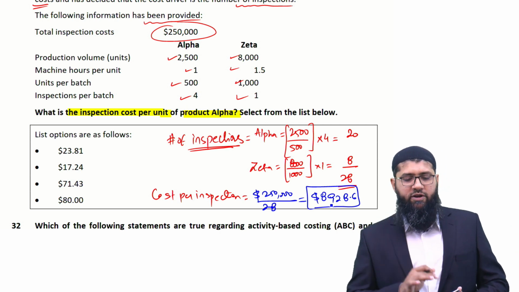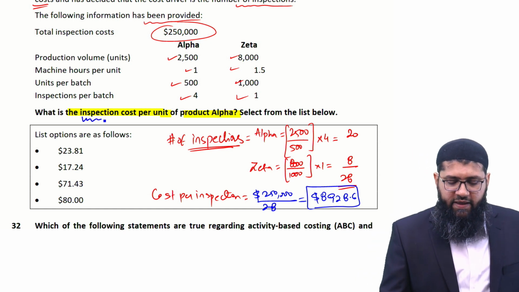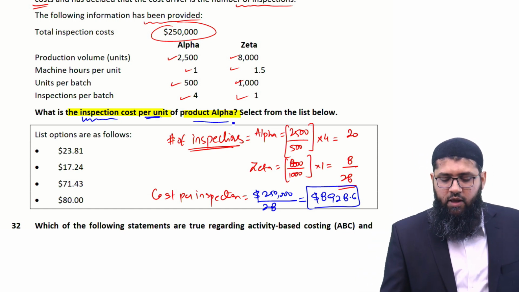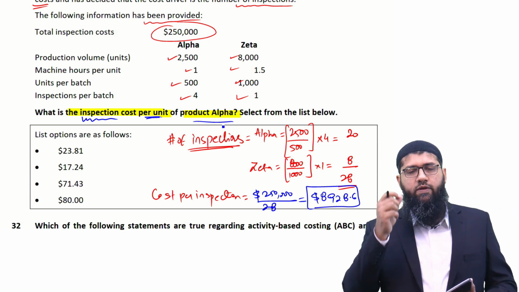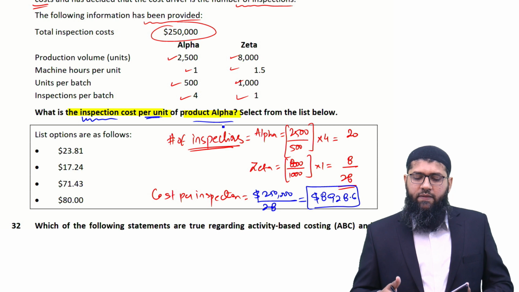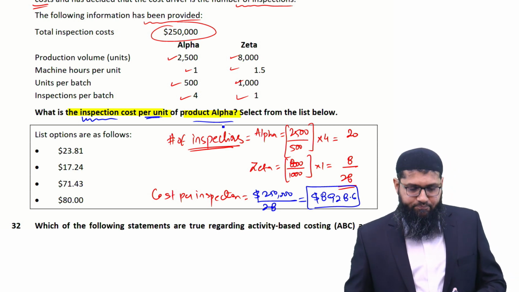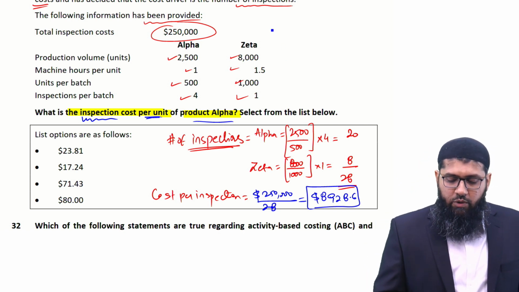Now let's just try to understand. What is the requirement of the question? The requirement of the question is, what is the inspection cost per unit of product alpha? How would we know this? Sorry, what is the cost per unit? So how would we calculate this?